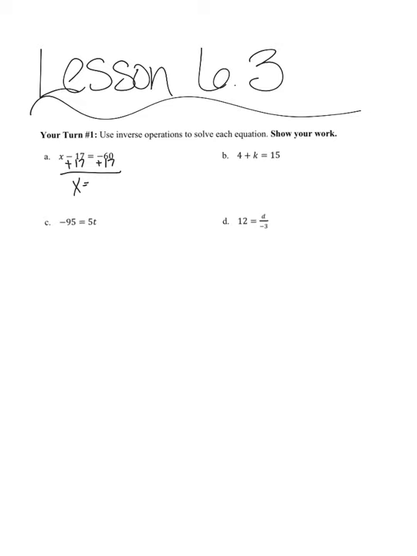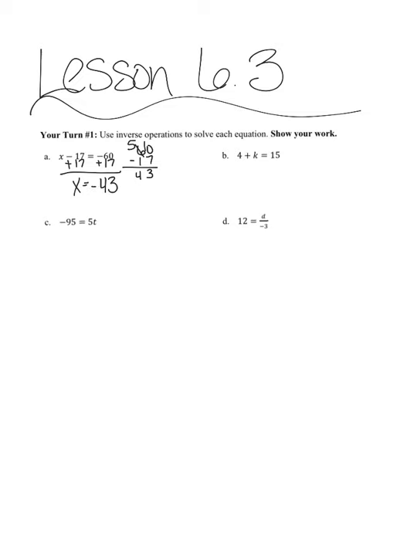So negative 60 plus 17. Well, because I'm adding two integers with different signs, what I'm really going to do is take the difference of their absolute values. So that's subtracting 60 minus 17, which is 43, and then I'm going to apply the sign of the number with the greater absolute value. Therefore, my answer is negative 43.